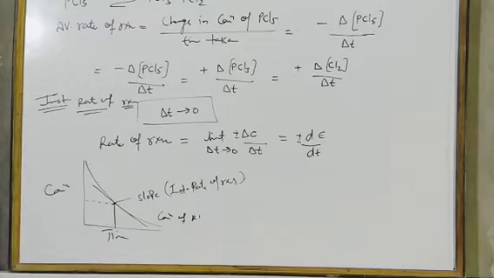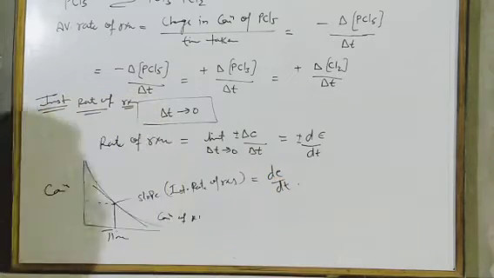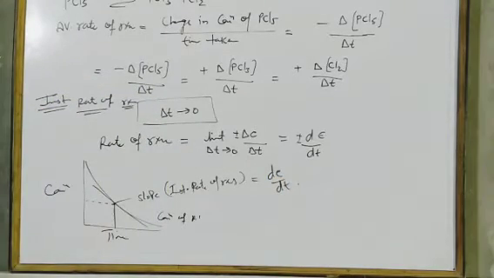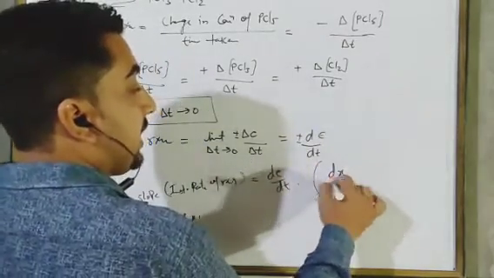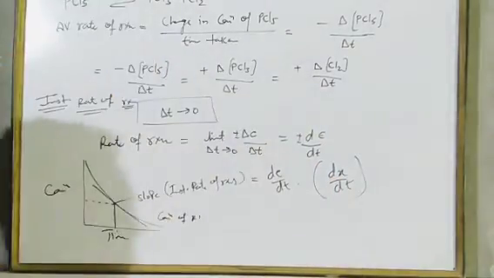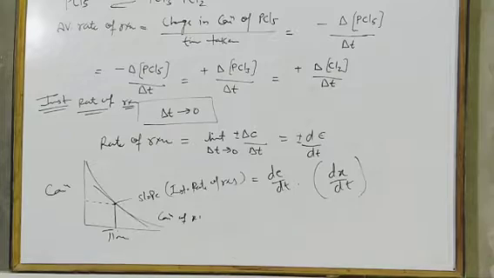Clear? And the slope will equal dC over dt. Clear? This can also be represented as dx over dt, the change in concentration of any component of the reaction with respect to time at a particular moment. Now we will discuss the stoichiometry of any reaction.